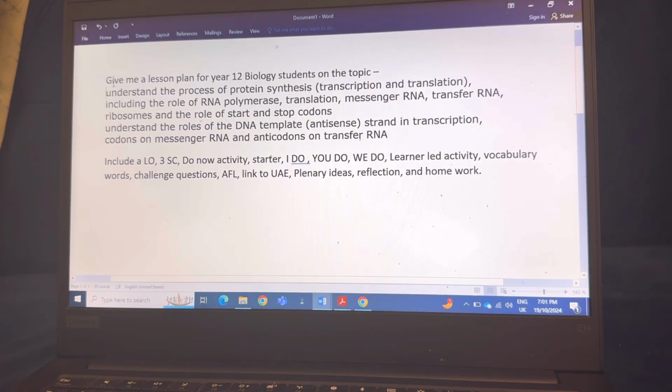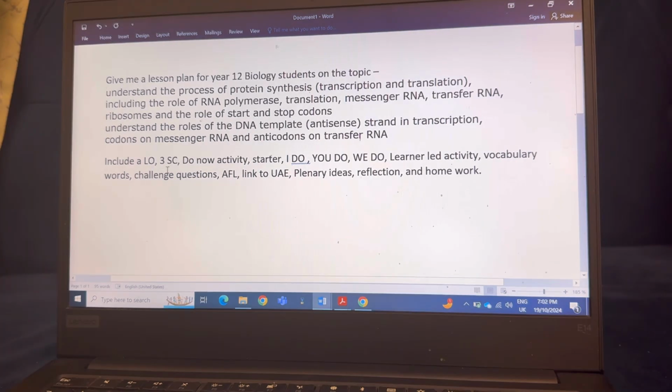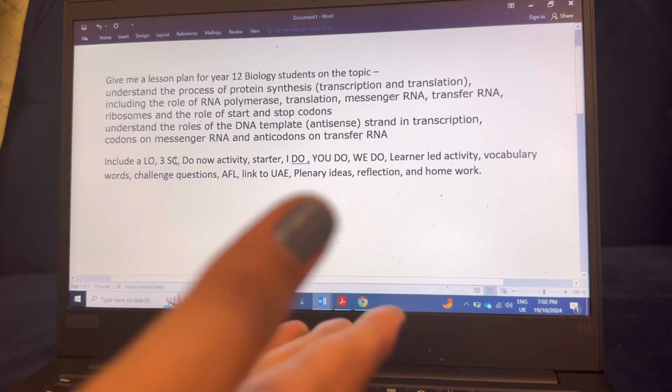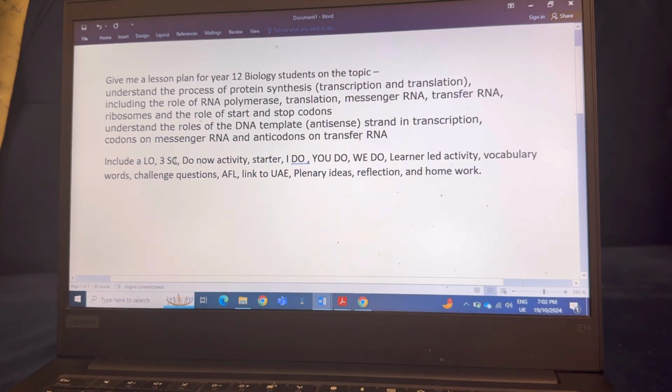Okay, so I gave this sentence, then I gave my topic. Now, what do I need? In my lesson plan, I'm telling ChatGPT that I need these things, like include a learning objective. I need only one learning objective. 3 SC. SC means success criteria. My ChatGPT knows what SC is now because I have been doing this for a long time. When you do it the first time, you give the proper full form. So LO means learning objective, SC means success criteria.